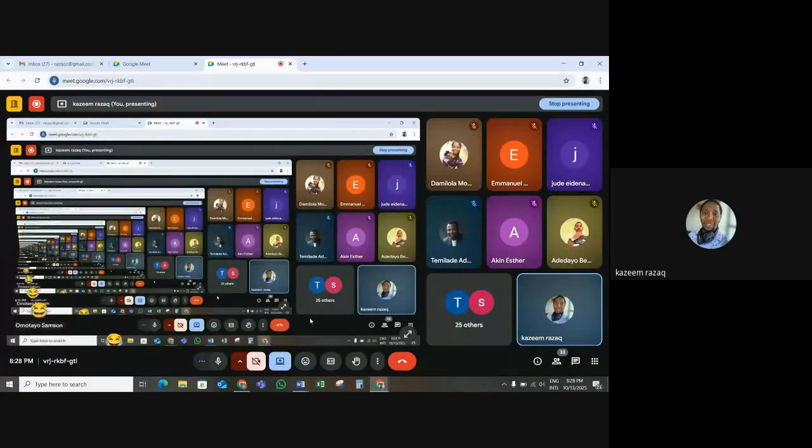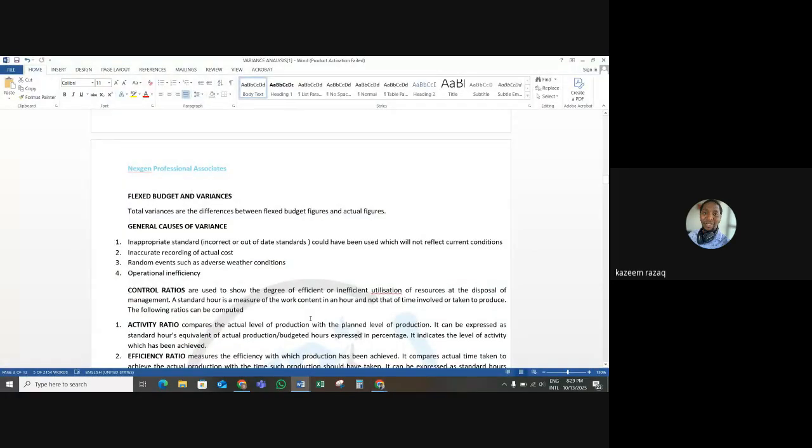Efficiency and capacity ratio. Can we remember that? Efficiency ratio, capacity ratio. We can't remember. I didn't think you can remember. I would have taught you how else.